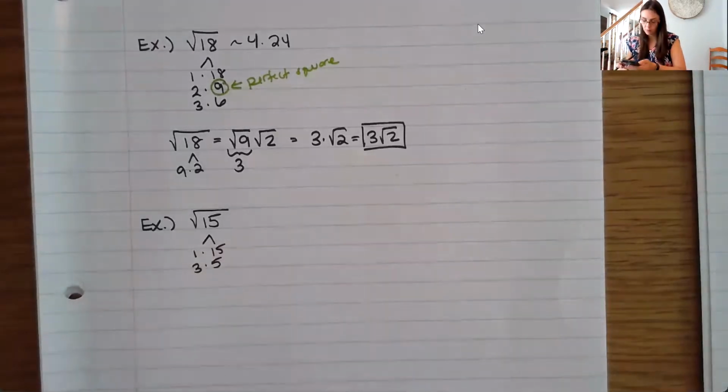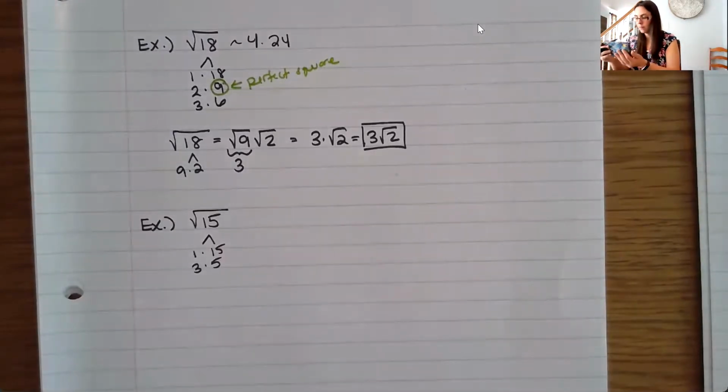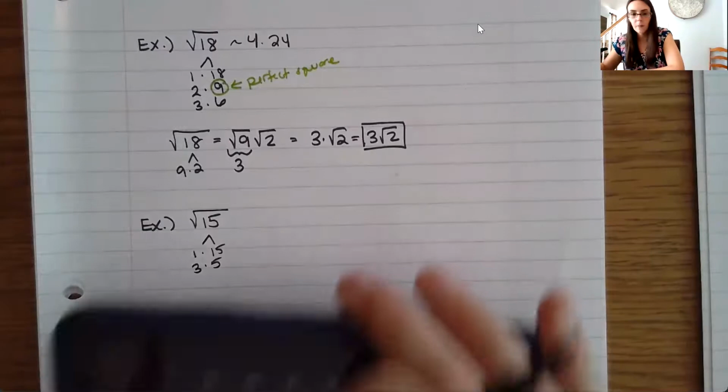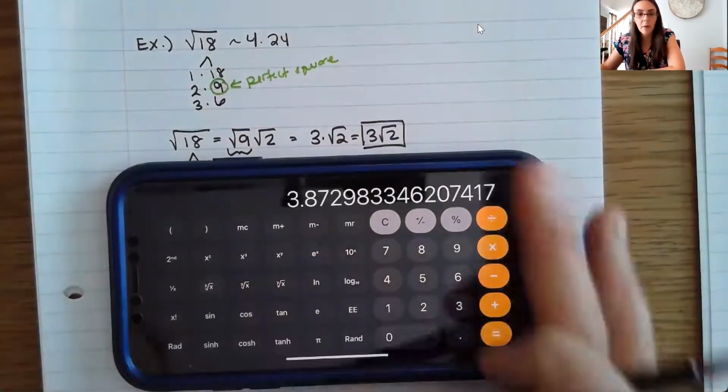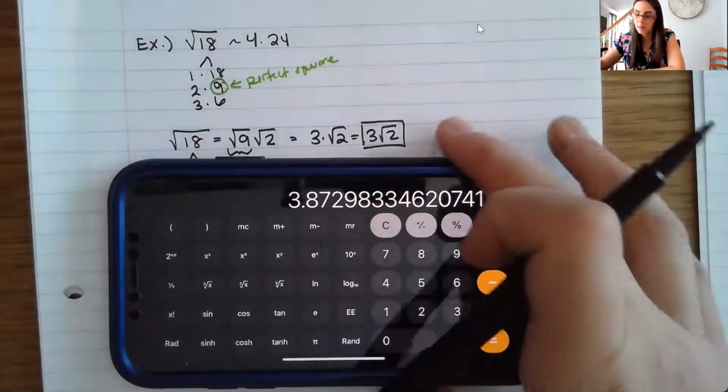Let's see, where did my calculator go? So it's about 3.87.